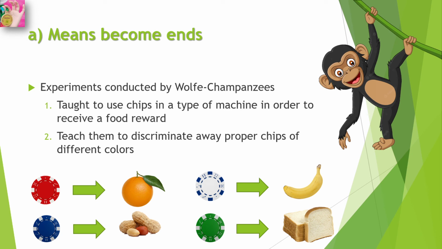White chips were turned in more frequently than other colors, and second came the blue chips for peanut. The least popular of all were the green because the trader was not at all fond of bread. Now, this was about the experiment which proved means become ends.